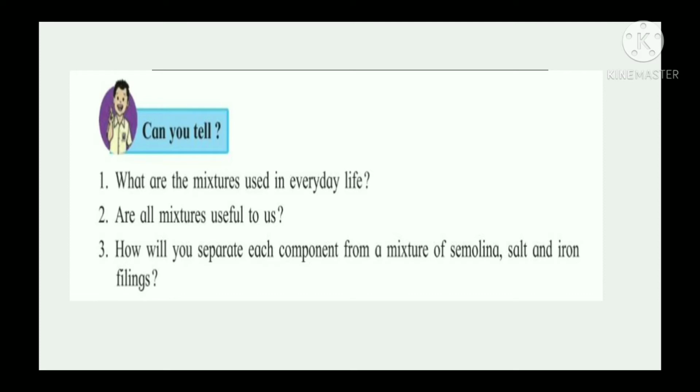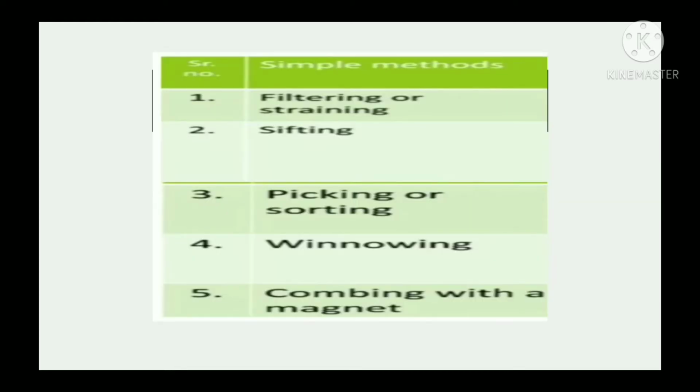The semolina will be separated after filtration, and the salt water we can separate. The salt water will then be heated and evaporated to obtain salt. In this way we can separate everything, that means semolina, salt and iron filings. Is it clear? Now see the simple methods.